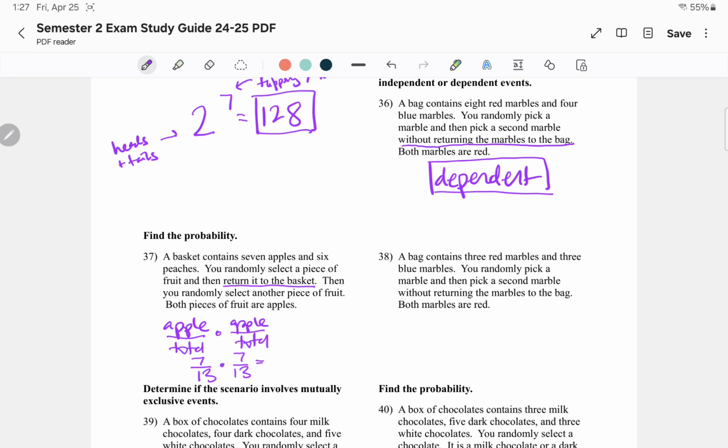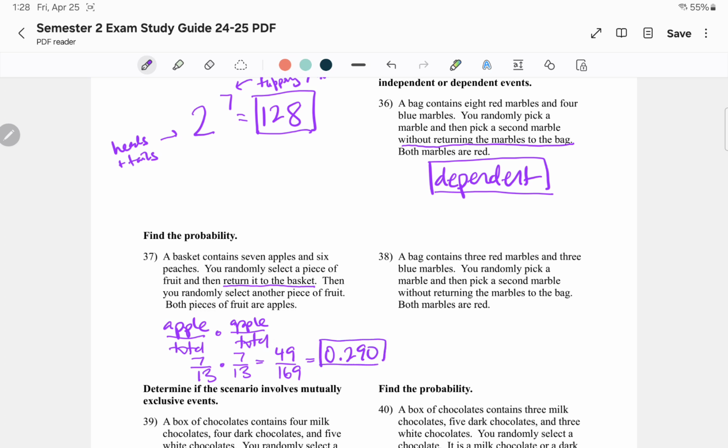So now to multiply, 7 times 7 is 49. 13 times 13 is 169. And when I divide these, I get a decimal. I get 0.290. Okay, remember to divide these two numbers, that's how we get our decimal here.